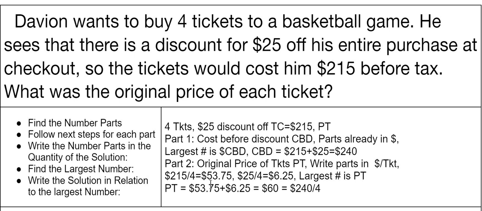Okay, so there we have it, the answer. The price per ticket is $53.75 plus $6.25, representing the discount that was given on each ticket, and that gives us a total of 60, or 240 divided by 4. So it's important to understand following these steps when you have parts to develop an understanding of the math that you are doing.